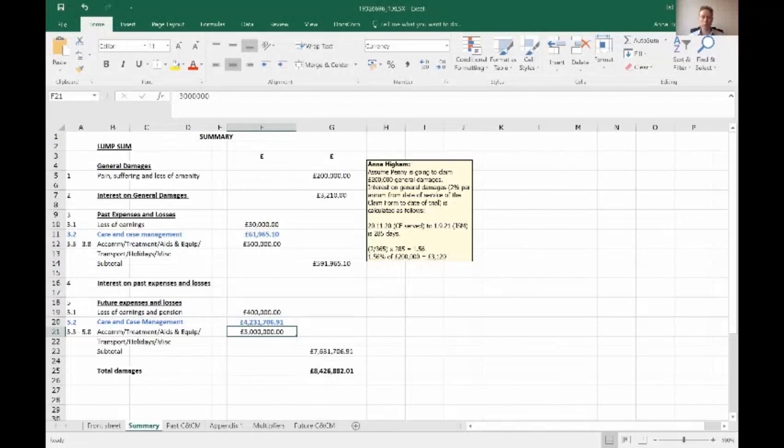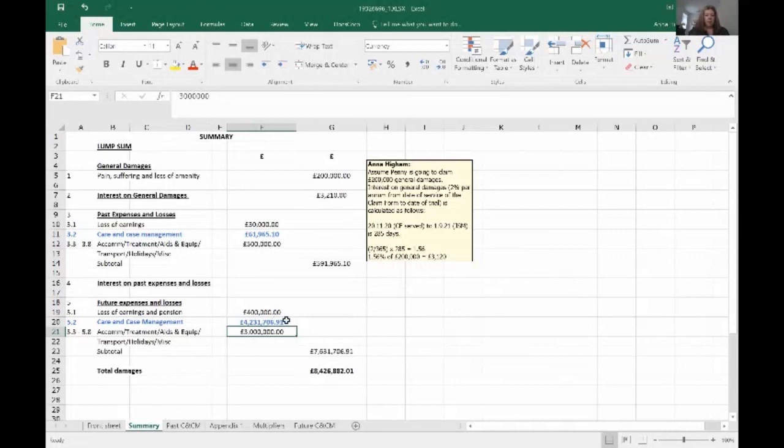So as already was discussed in seminar 1, Dan certainly prefers to use Excel rather than Word. But Anna, I can see on the screen now we've got your spreadsheet. Could you talk us through the advantages that you find with Excel? Yes, all my schedules are prepared in Excel. You'll see this is the summary page.